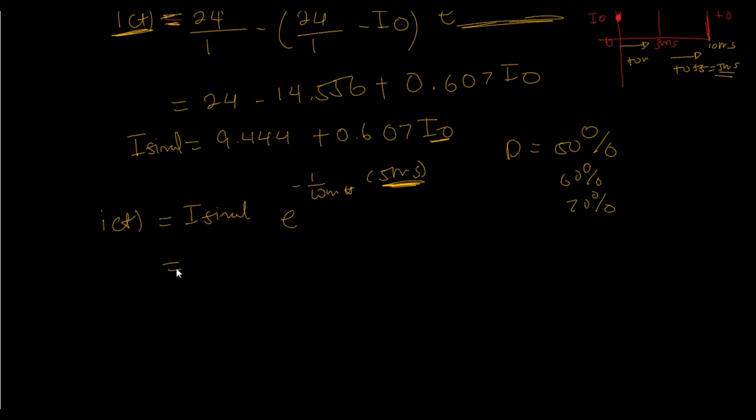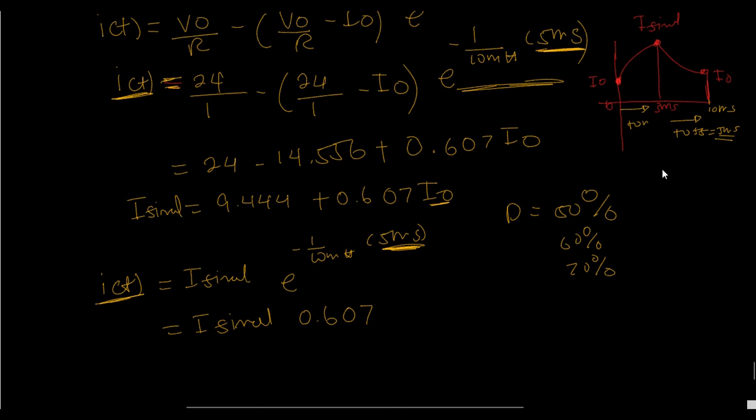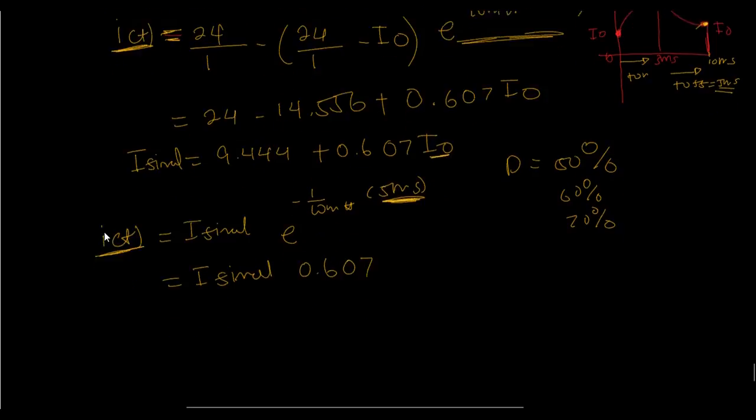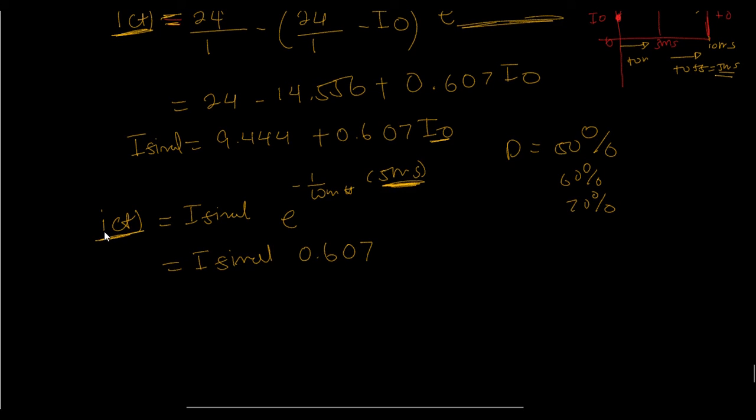E to the 1 over 10 millihenry times 5 millisecond. So, I final times 0.607. So, ano yung ilalagay natin sa I of t? So, since pinag-uusapan na natin dito is off period na, during off time, tingnan natin yung graph, no? Ano ba yung value niya at 10 millisecond? Okay? So, at 10 millisecond, of course, bumalik na siya doon sa initial current natin. So, ang value ng I of t natin after 5 millisecond ulit is the initial current or I0.